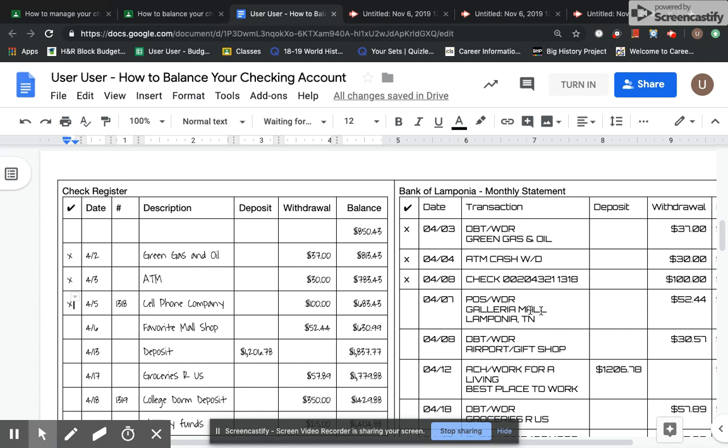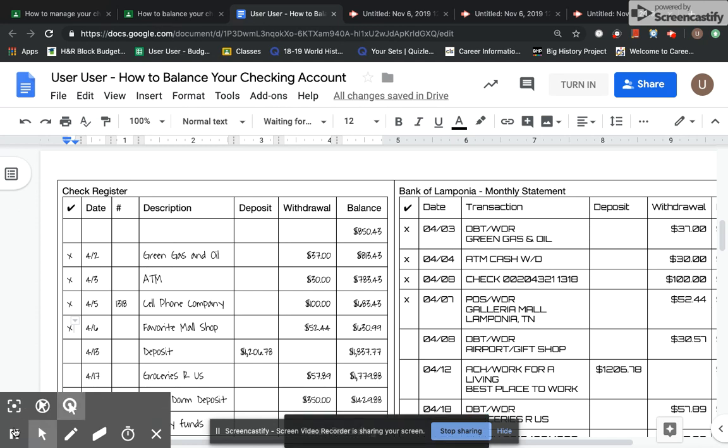We're looking for a transaction for $52.44. And if I look over here, oh, there's one for $52.44. And that's April 7th, and that's April 6th. Close enough. And it says Galleria Mall, and it says favorite mall shop. Yep, I've got a match. So then you're going to go check on the bank statement, and then you're going to go check on the register. So I'm going to go ahead and pause the screencast video at this point, and everybody needs to find all the transactions that show up on both records.